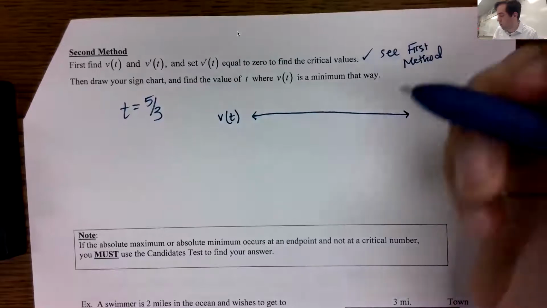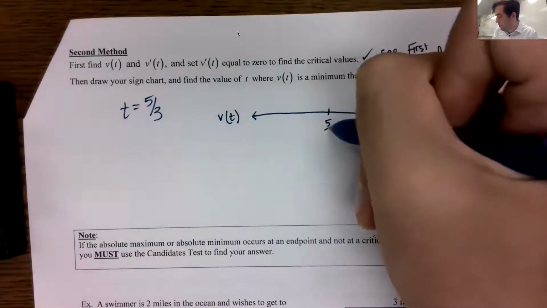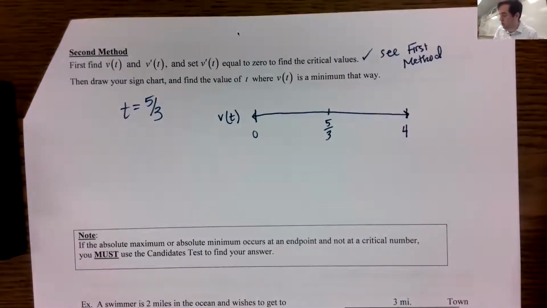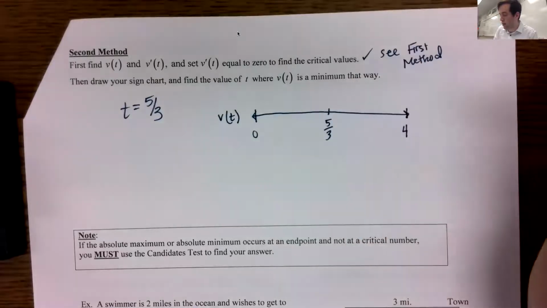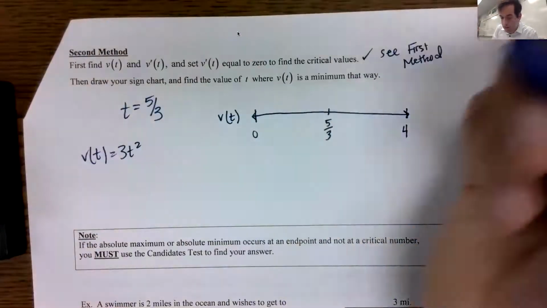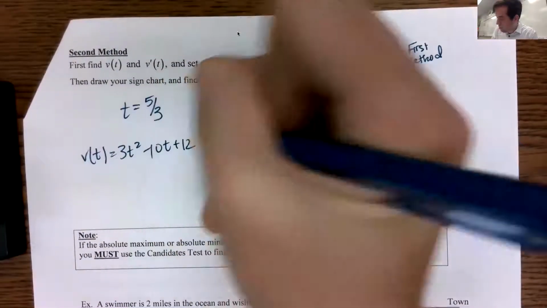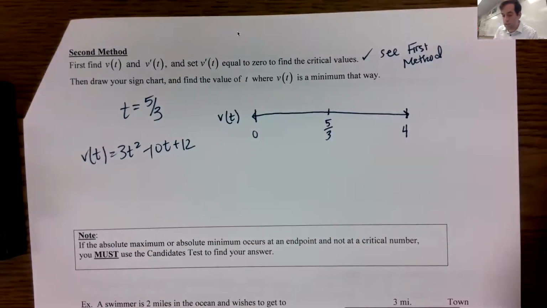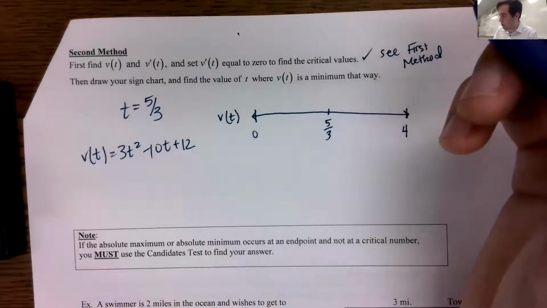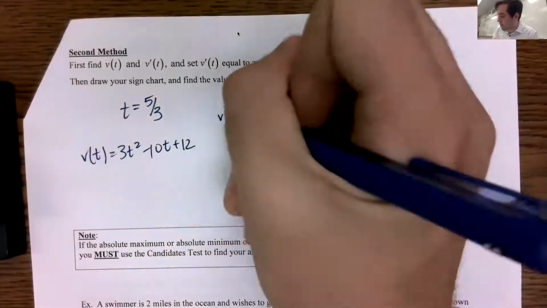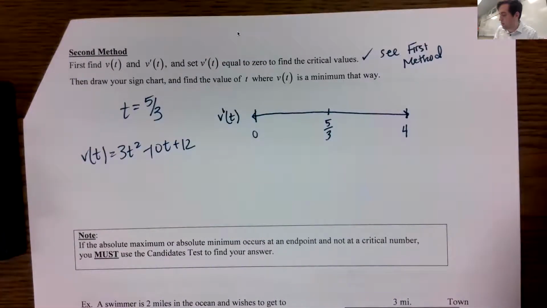Okay, so if we draw our sign chart, we only have one critical value at 5/3. And our endpoints are 0 and 4. So if we plug in a number like 1 into our velocity function, which, just to remind you, was 3t squared minus 10t plus 12, we're going to end up with 3 minus 10 plus 12, which is definitely going to be... oh my goodness, just kidding, right? The sign chart is specifically looking at the v prime.